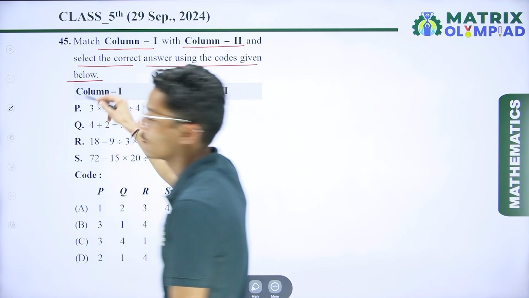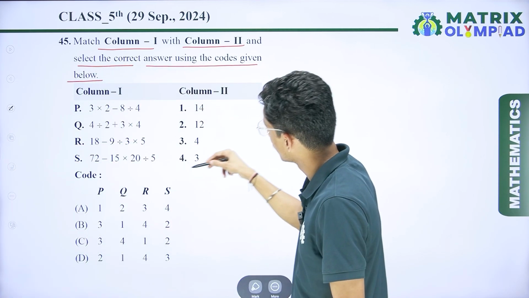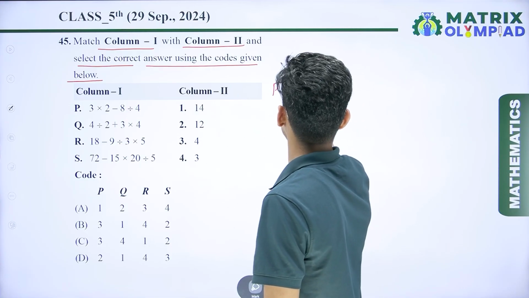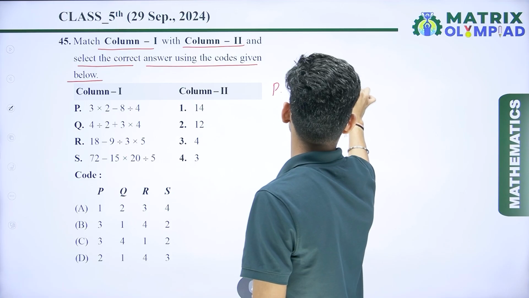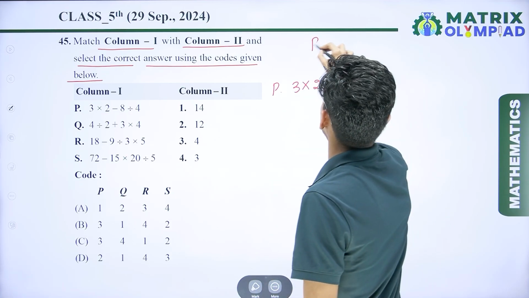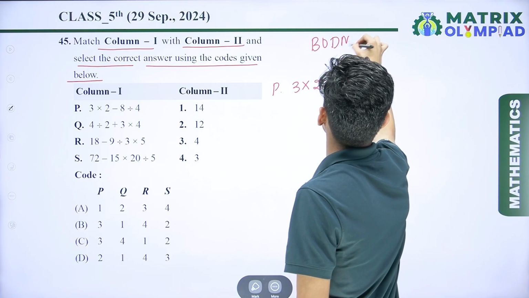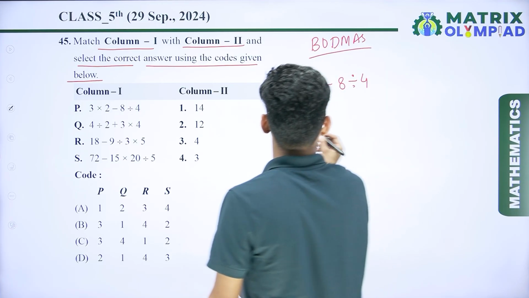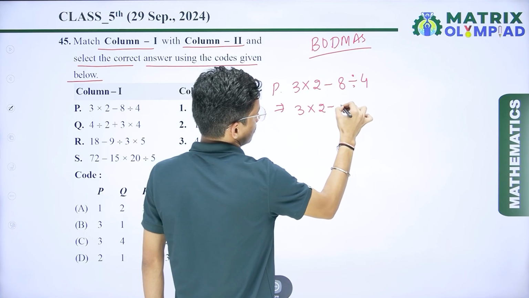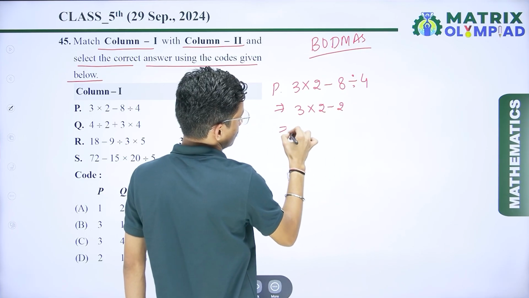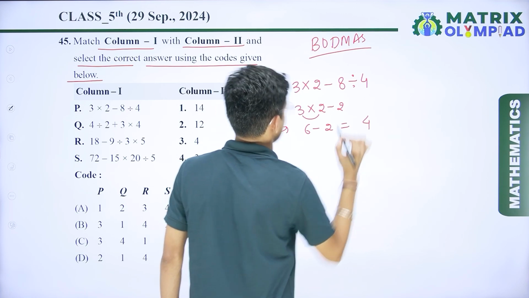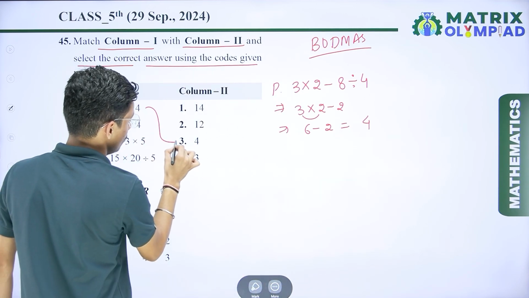So here we have given column 1 and here we have given column 2. P, that is 3 multiplied by 2 minus 8 divided by 4. We have to solve this with the help of BODMAS rule. So simple, 3 multiplied by 2 minus 2, right? So 3 times 2 is 6, 6 minus 2 is equal to 4. So P is connected to third one.